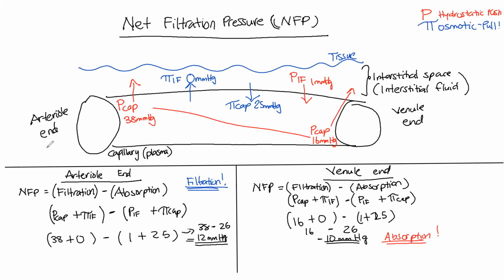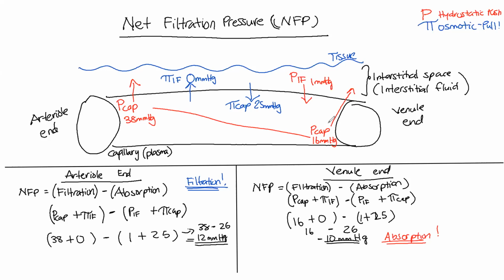So this is just proving what we just said, that at the arterial end of things, our pressures favor the movement of fluid from the capillary out into the interstitial space. That's going to help send oxygen and nutrients into the tissues. And then when we get to the venule end, because the capillary hydrostatic pressure, which is the main filtration force, has dropped off so significantly, we now have an overall net pressure that favors reabsorption.